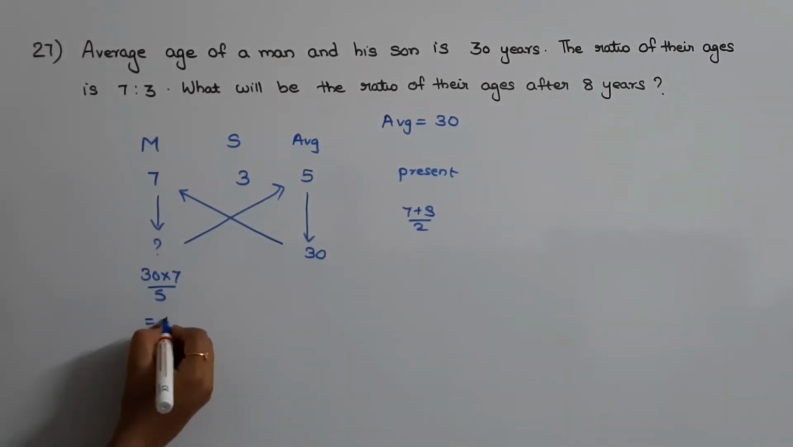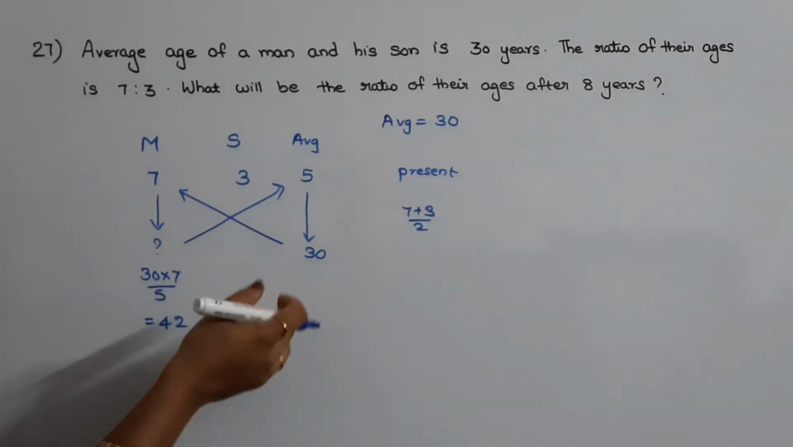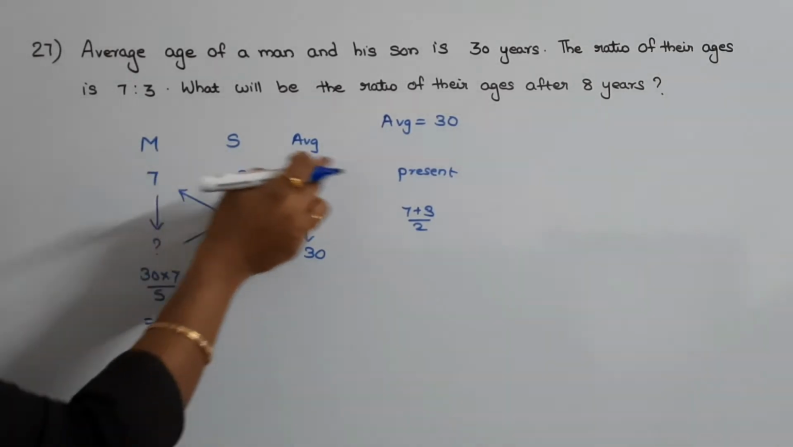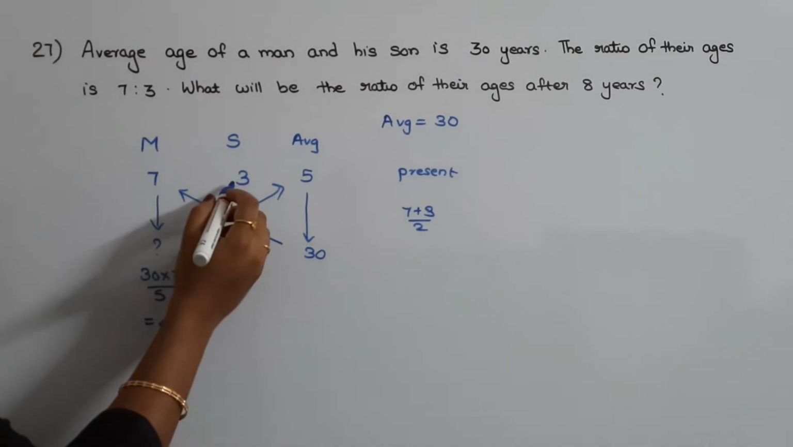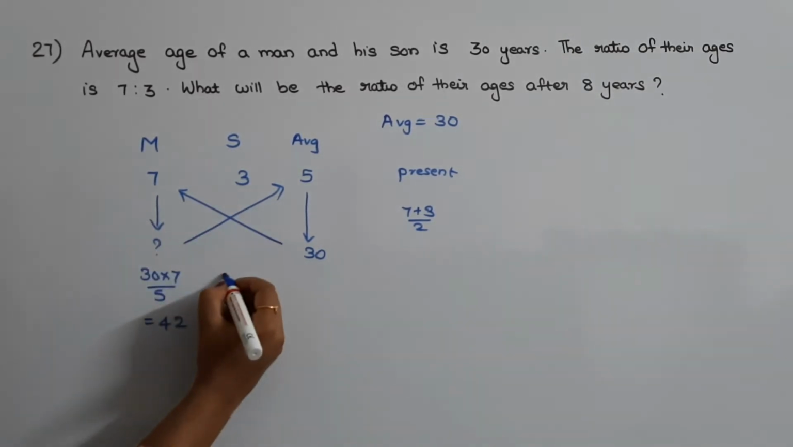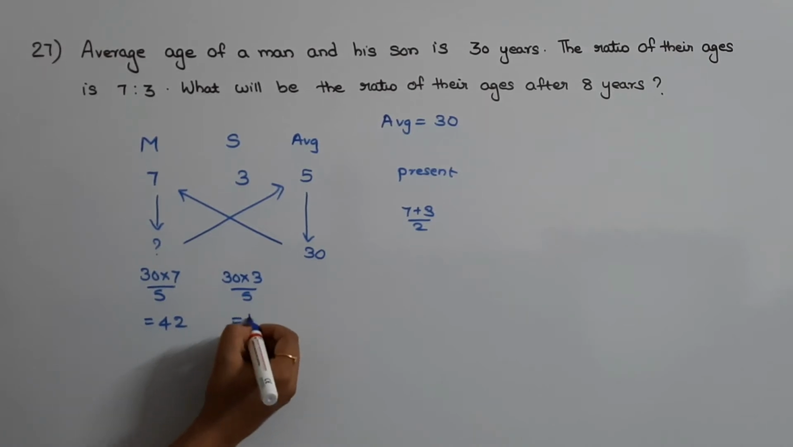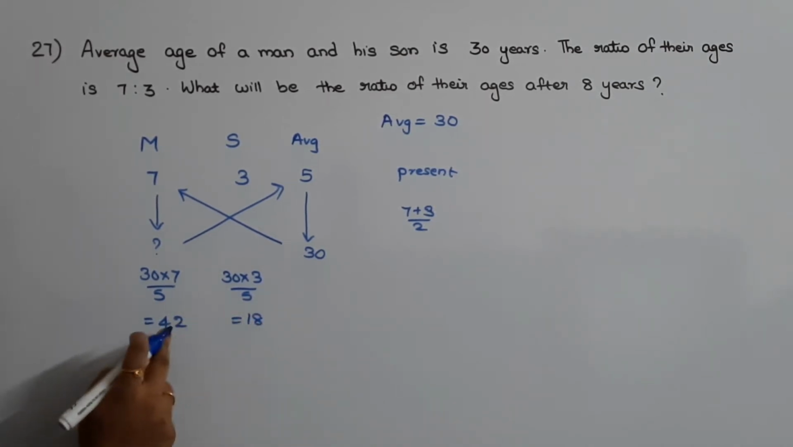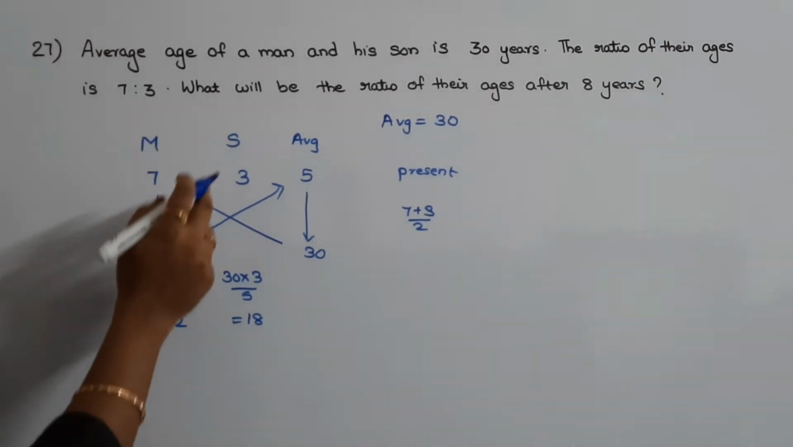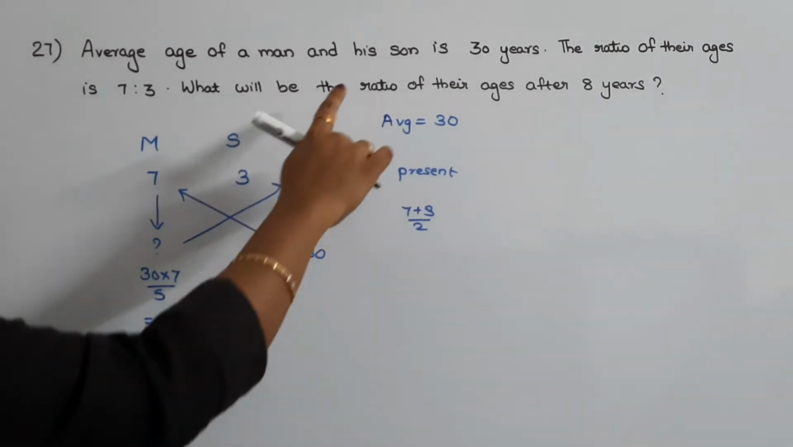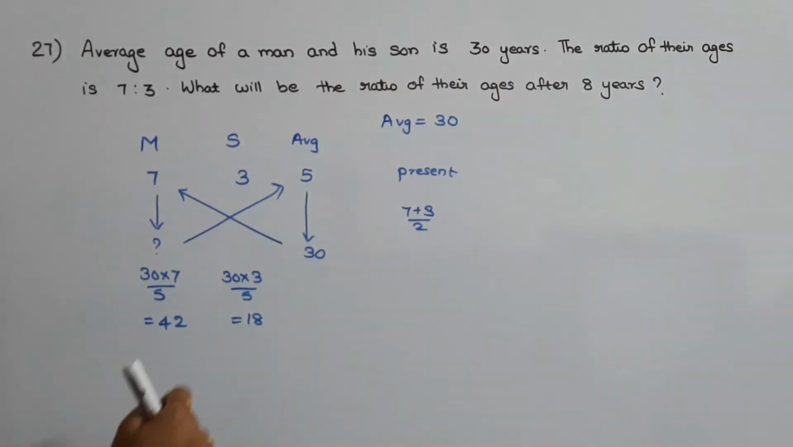That will be equal to 42. In the similar way, we can find out the age of son at present. Age of son at present will be 30 into 3 divided by 5. That will be equal to 18. Now these are the ages of man and son at present. But we need the ratios of their ages after 8 years.